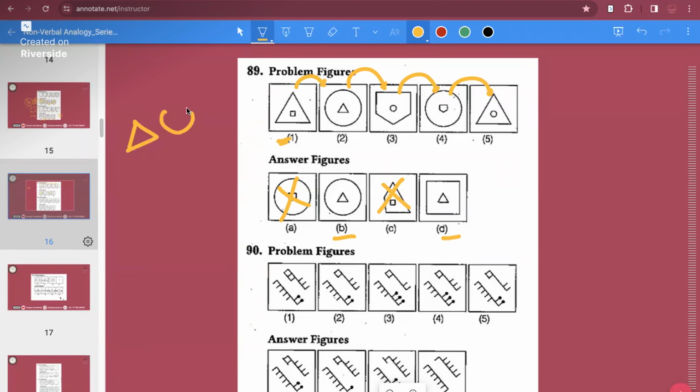Triangle, circle in 2, in 3, a pentagon, then a circle, then a triangle. So what figure will you have here? Okay, sir. Sir, that is why P.